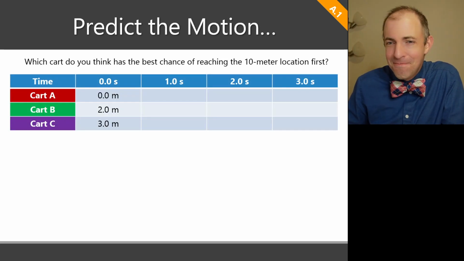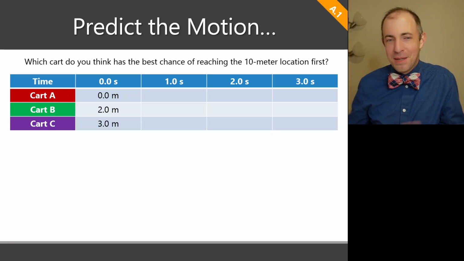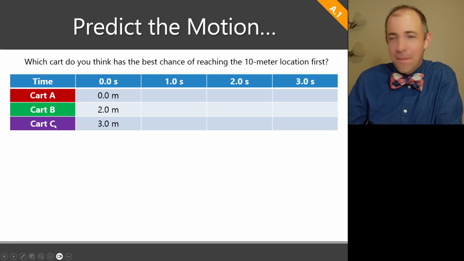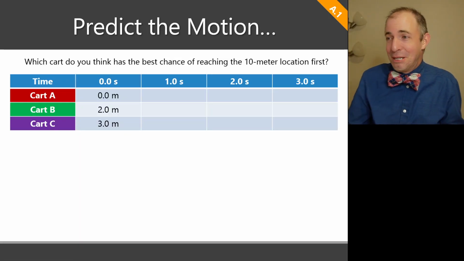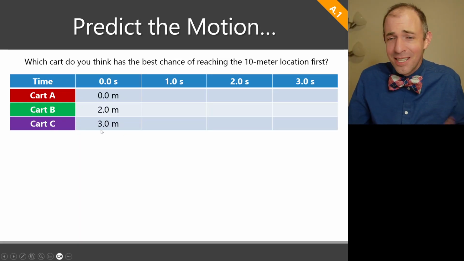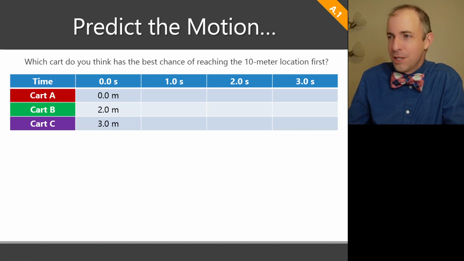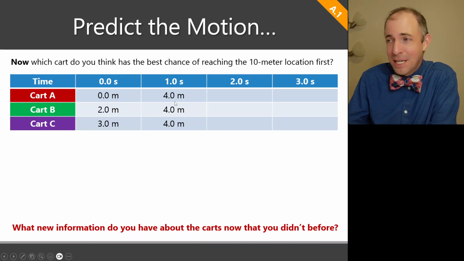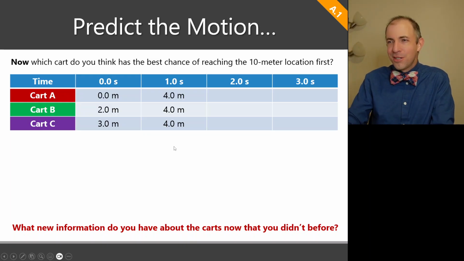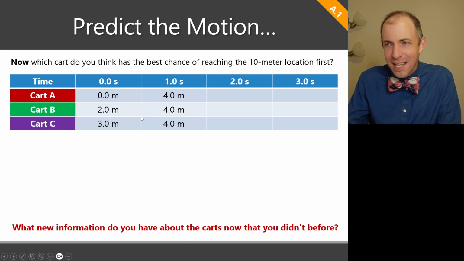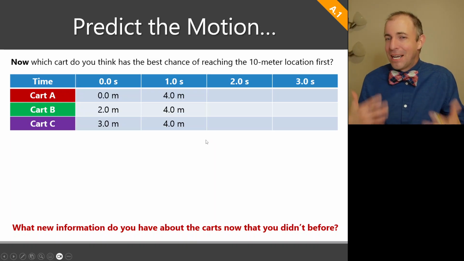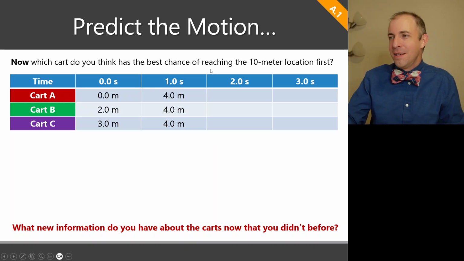Now, for motion, you need more than one measurement. If I had these three carts and I said cart A is at 0, cart B is at 2, and cart C is at 3, and I asked which one's going to win? Well, you say maybe C because it's closer, but that doesn't tell you anything about its motion. Even if I told you 1 second later they're all tied at the 4 meter mark, now you know something about motion. Cart A traveled 4 meters in that second, but cart C only traveled 1 meter. So now your answer might change just a little bit.